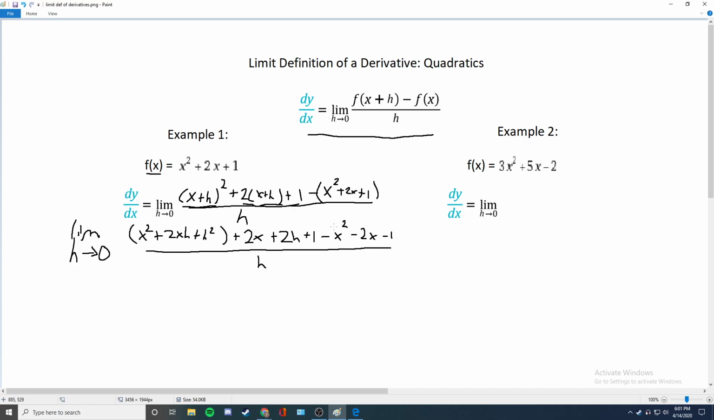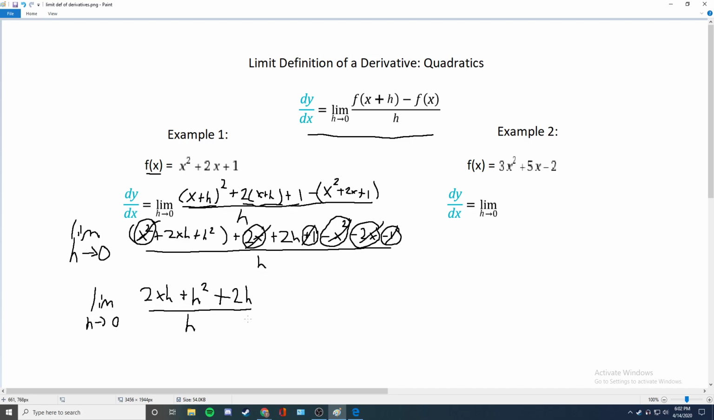So now we want to try to combine like terms as much as we can. Here we've got an x squared minus x squared, so these will cancel each other. We have a 2x and a minus 2x, so these will also cancel. And then we have a plus 1 and a minus 1, which will cancel each other out. So as h approaches 0, we're left with 2xh plus h squared plus 2h on the top, and we're dividing by h. Since all three of these terms in the top have an h in them, we can cancel one h out from each of the terms.